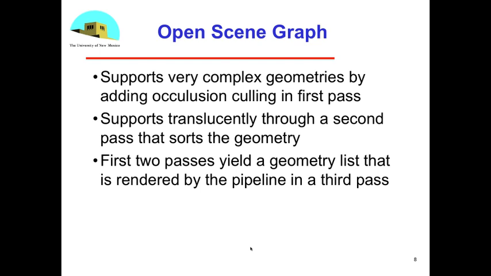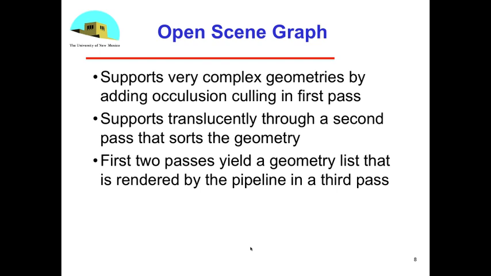Now the second step deals with the problem of transparency and translucency. One of the things we saw when we studied that is that the order in which you render things really matters. And so in order to have this come out consistently and in a physically acceptable manner, you do a second pass that actually sorts the geometry so that you always do a back to front or front to back rendering. Now, both of these steps don't really use the GPU.